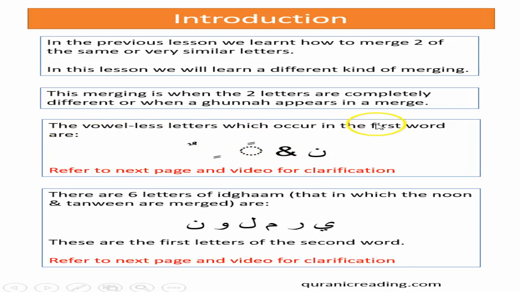So the vowelless letters which occur in the first word in this type of idgham are the noon sakin and the noon sakin within the tanween. Now the noon sakin and tanween merge into 6 letters, which are ya, ra, mim, lam, waw, and noon. And this has been given by the scholars as yarmalun, if you want to learn it in a very easy way. These will be the first letters of the second word.